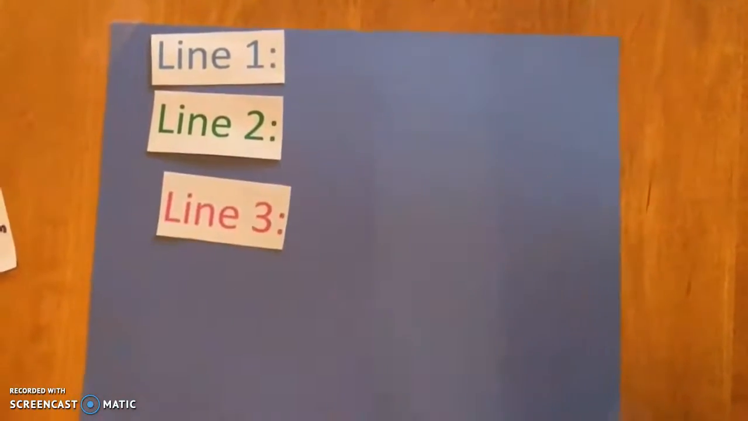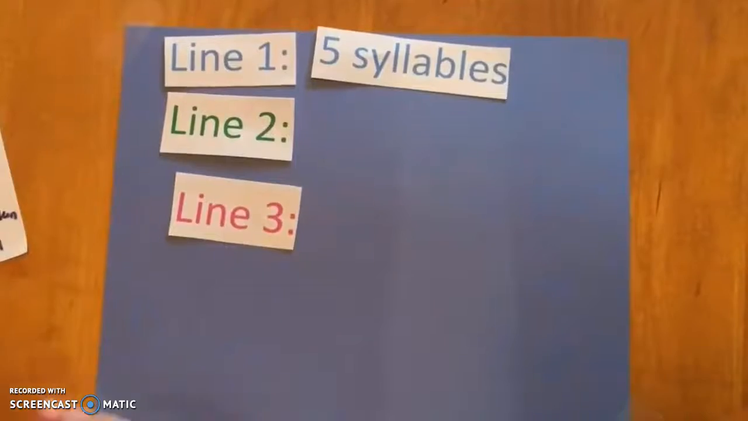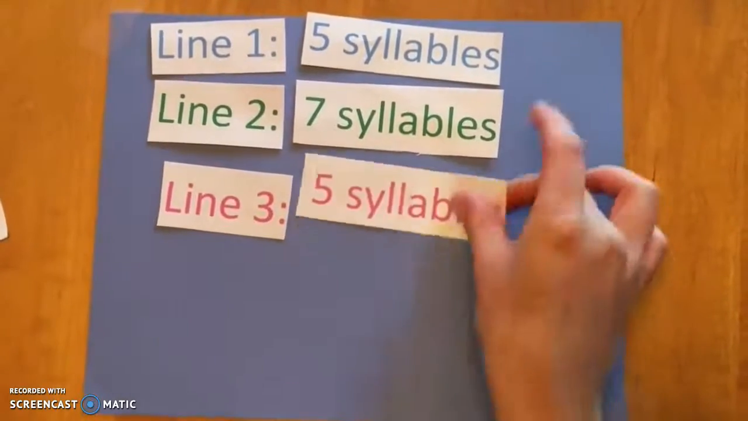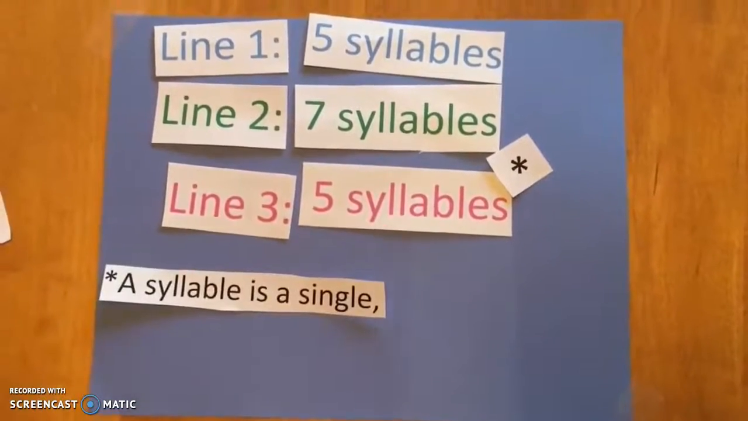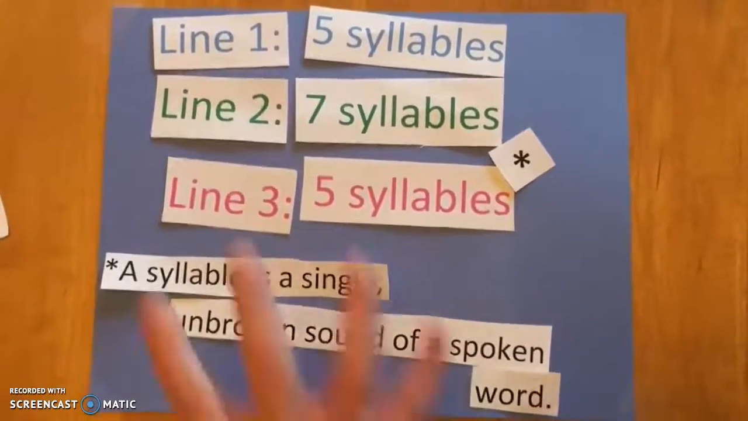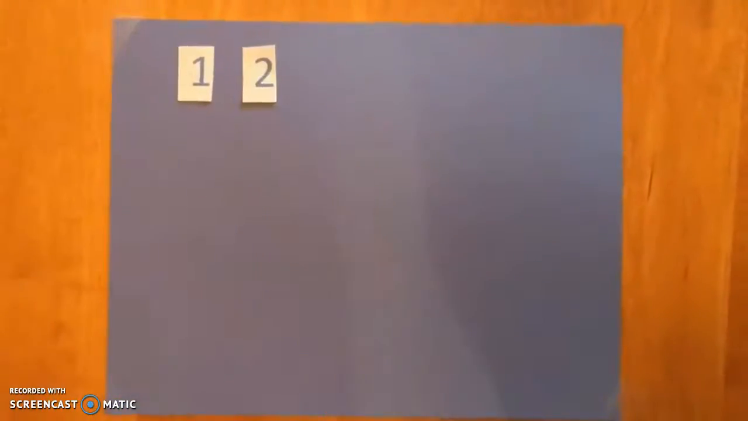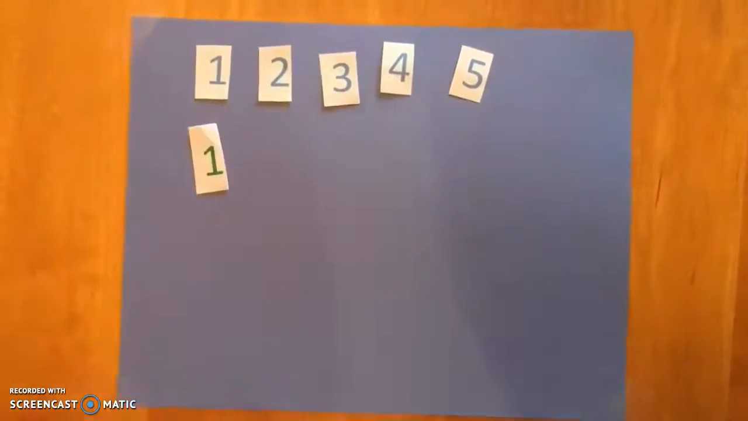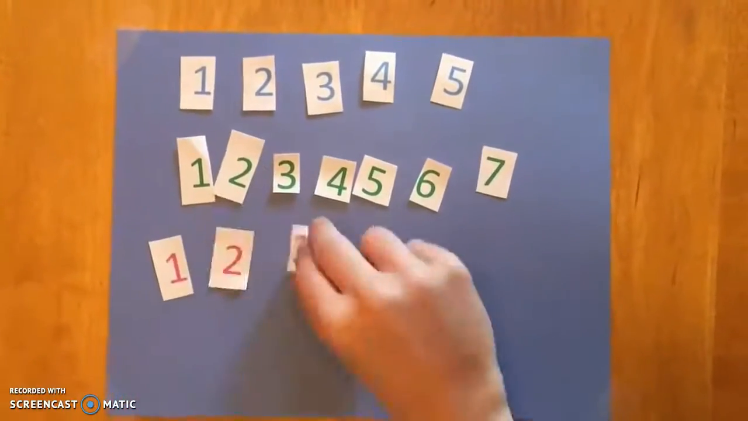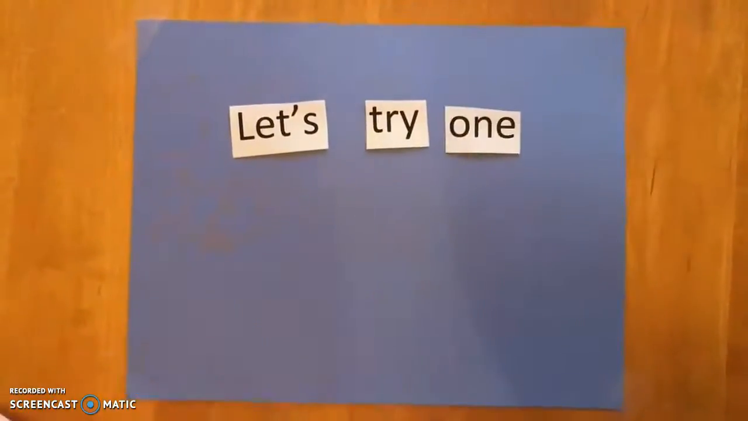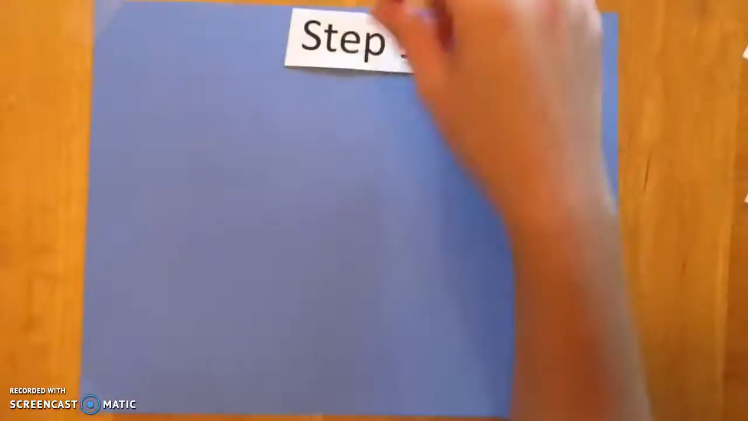How do we format a haiku? So there's 3 lines. First is 5 syllables, second is 7 syllables, and the third is 5 syllables. But what's a syllable? A syllable is a single unbroken sound of a word. So as she's showing here, there's 5 syllables in the first line, 7 syllables in the second line, and 5 syllables in the third line. So let's try one together.